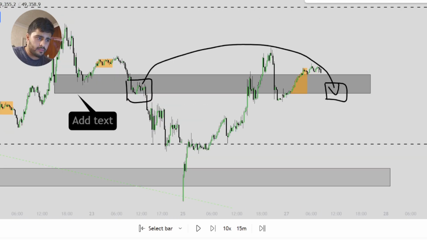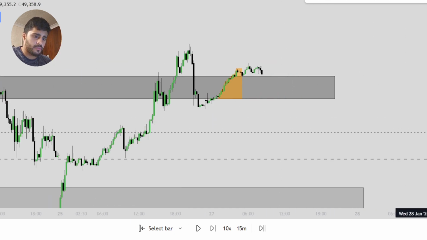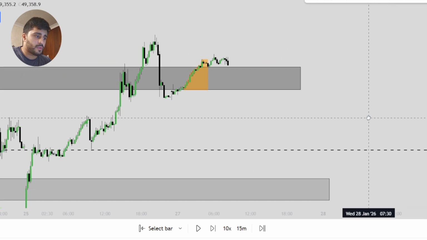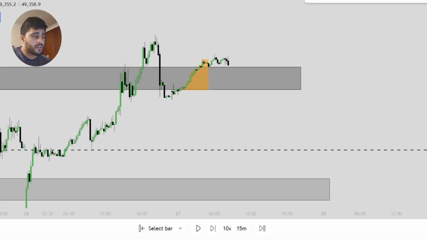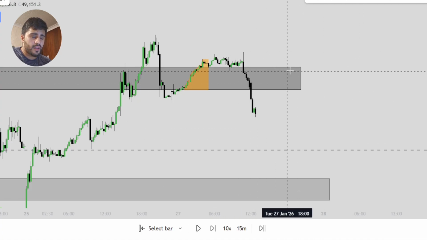So again, breaking this down, if I look at the 15-minute chart, let's go back to our daily bias. What we've done is we've established a key level. So going into Tuesday the 27th, we've established some kind of a bias.